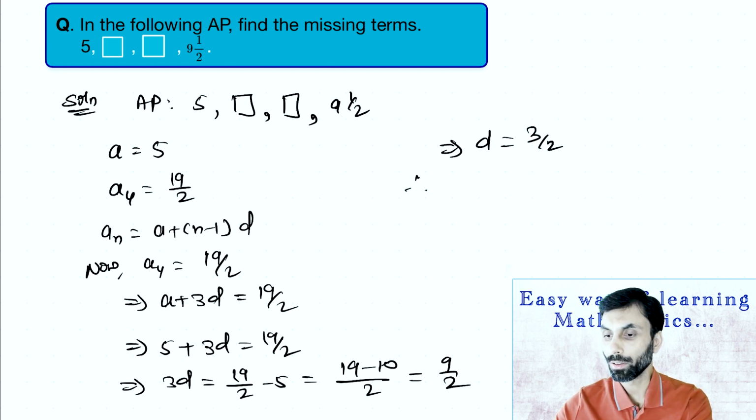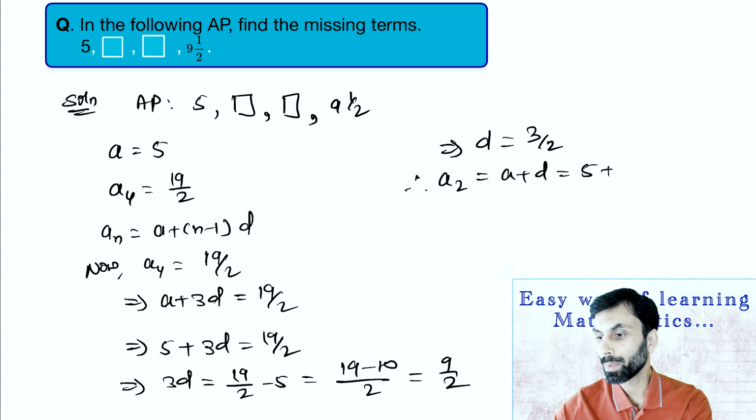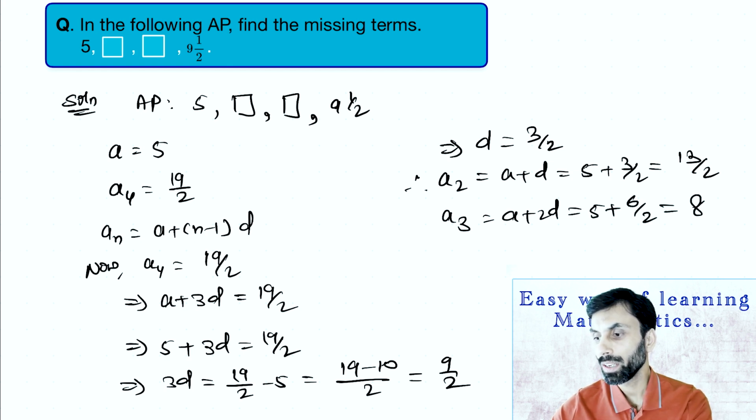So therefore, the second term will be A plus D, and that is 5 plus 3 upon 2, which will be 13 upon 2, and A3 is A plus 2D, which is 5 plus 6 upon 2, which will be 8.